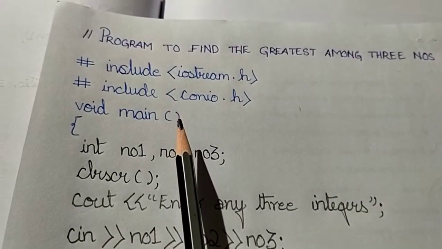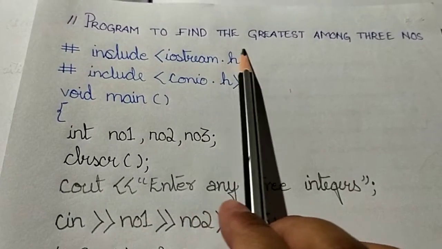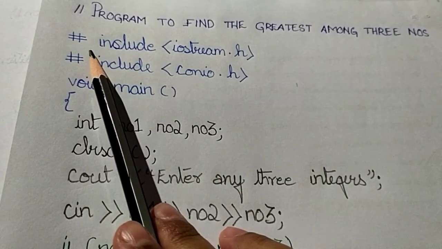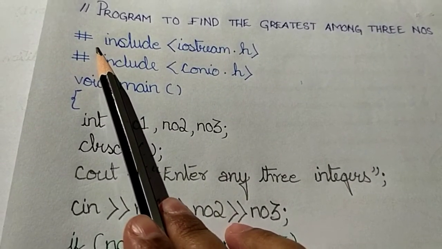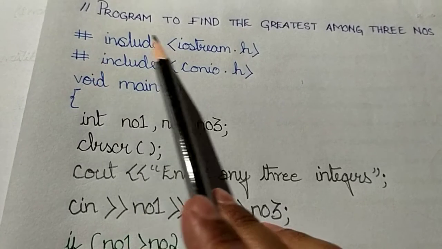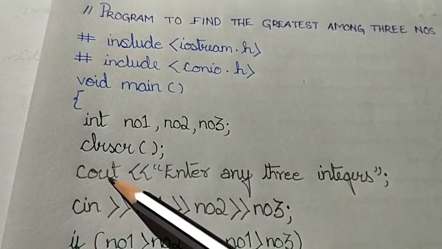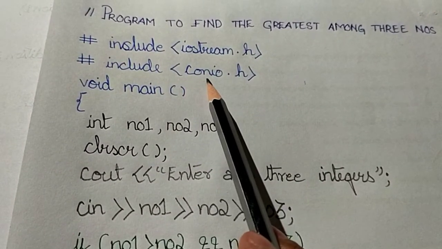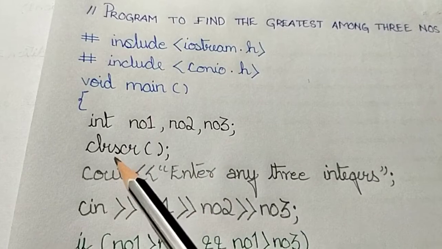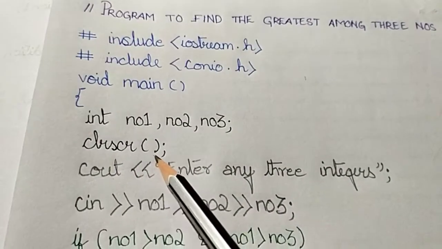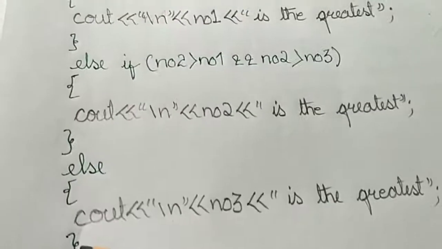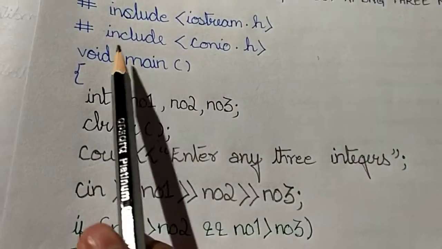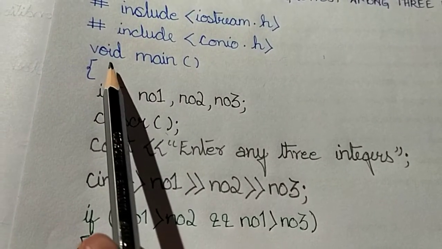So over here I have one program, the program to find the greatest among three numbers. When writing a C++ program, first we should include the header file iostream.h because I'm using cout and cin. Then the second header file I'm including is conio, because I'm using clrscr, the clear screen function, and the getch function, fine.